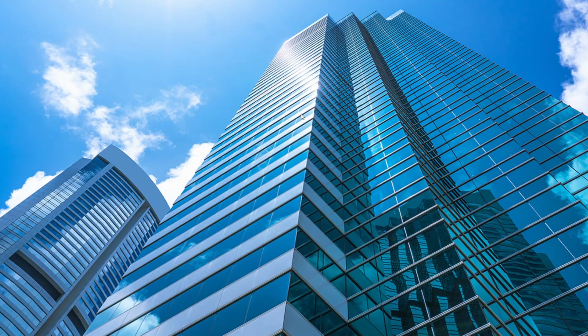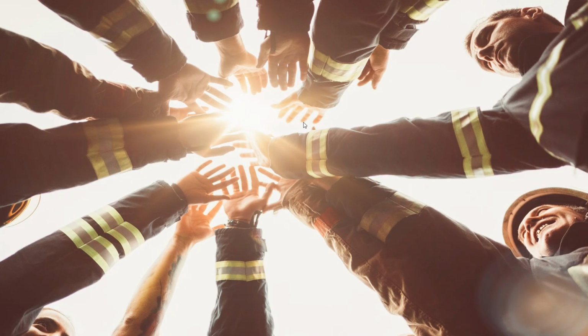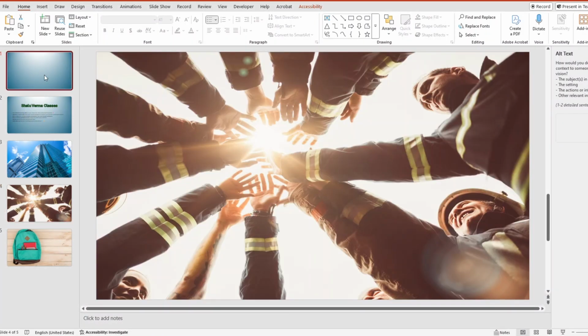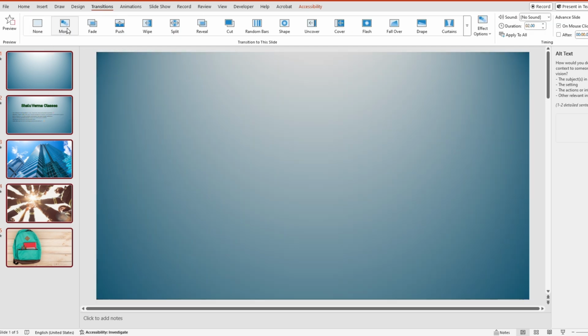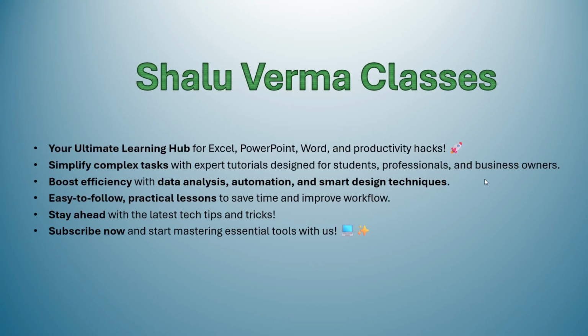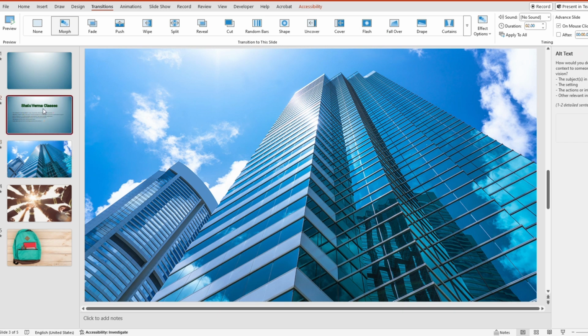Morph Transition, smooth animations. Instead of using basic slide transitions, try the Morph Transition for smooth object movement between slides. Go to Transitions, select Morph, and watch the magic happen. Trust me, this will impress your audience.